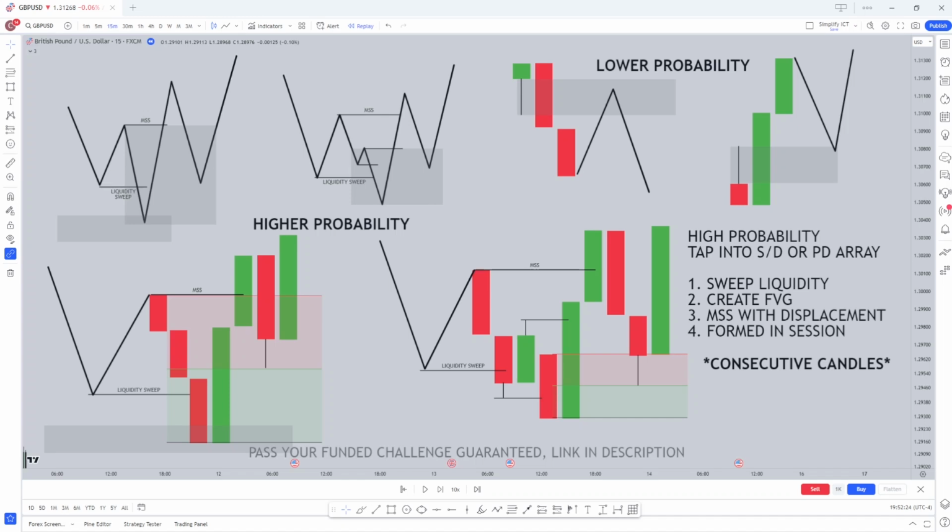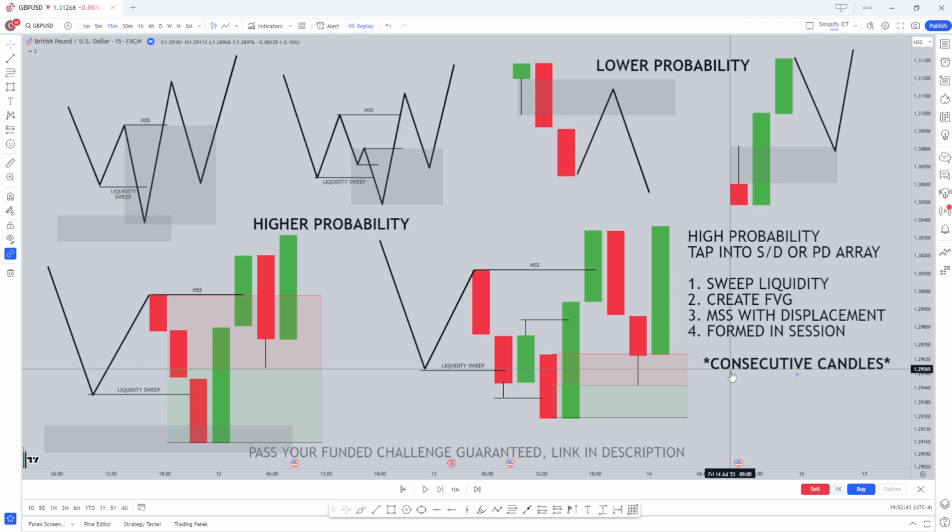Order blocks are one of the most important yet misunderstood ICT concepts. In this video, I'll be showing you why you're choosing the wrong order block, and I'll be simplifying what the highest probability order block looks like. I'll also be sharing with you a secret candle that 90% of you do not know, which can increase the risk to reward by crazy amounts if used correctly. So let's get straight into the video.